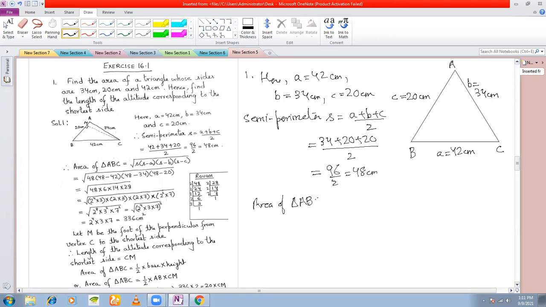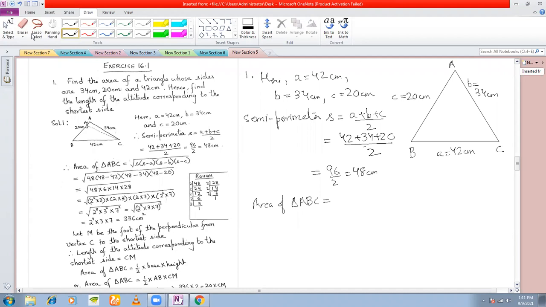Yes, sir, in the denominator, 2? Sorry, 42 plus 34 plus 20 divided by 2. My mistake. This is a plus b plus c, so this is 42 plus 34 plus 20 divided by 2.